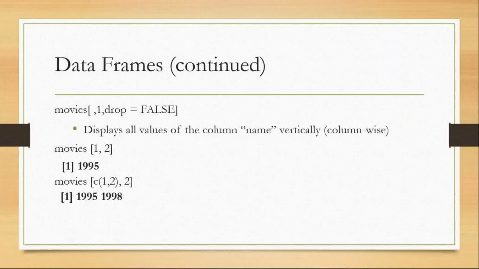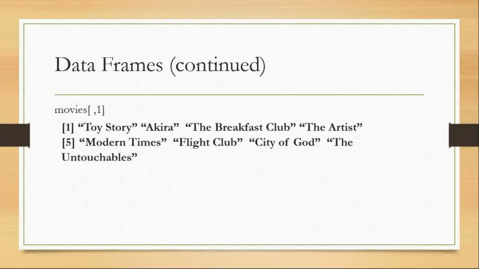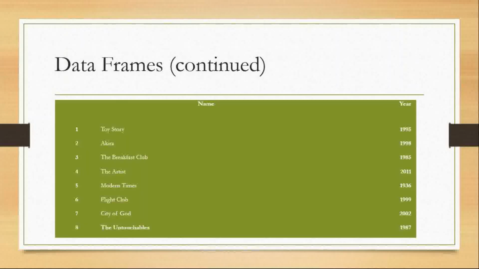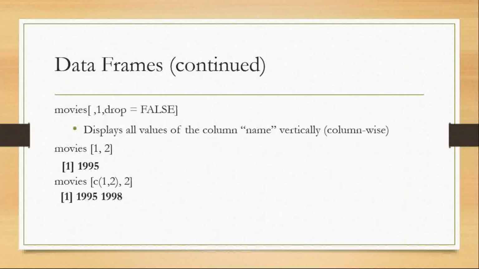If we want to display the values of the column name in the form of a column, here it's displayed in the form of a row. If you want to display it in the form of a column, you have to give drop equal to false. Similarly, we can select elements in specific positions. So movies of 1, 2 means the value in the first row and second column. So we have 1995 in the first row and second column. Hence, it is displayed as output.